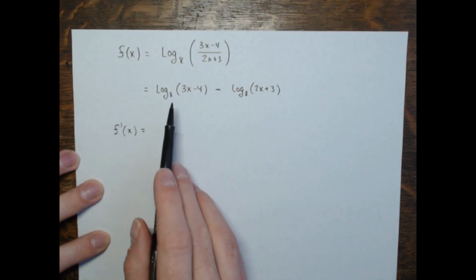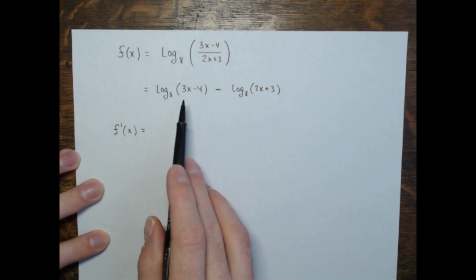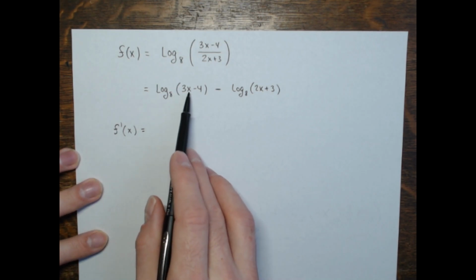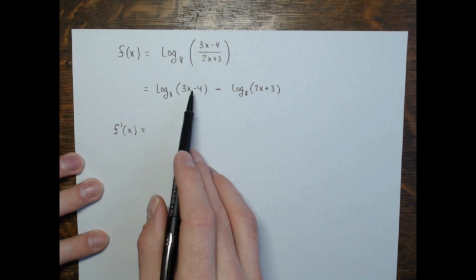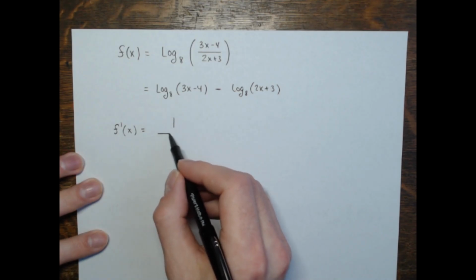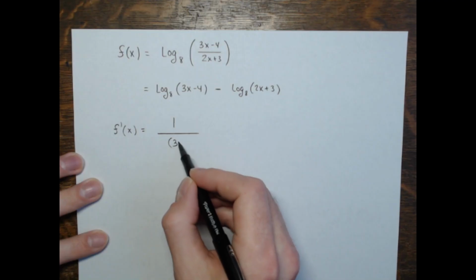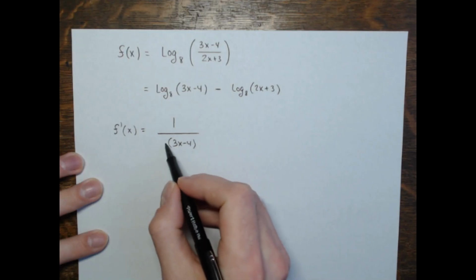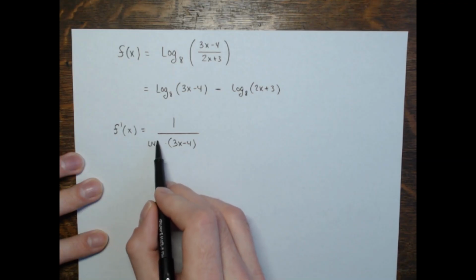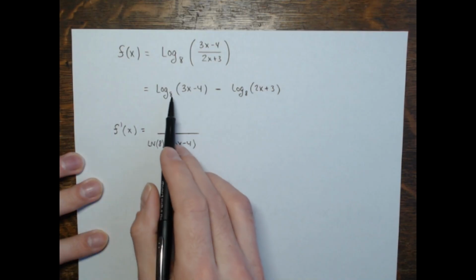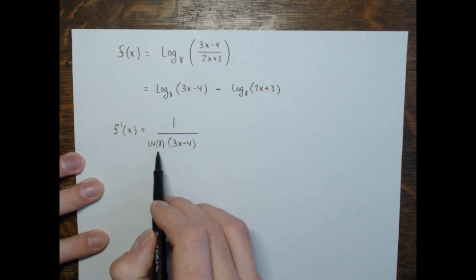So remember, the only difference between this and the natural log was that it was still the same starting value. The derivative of the log of something is 1 over that thing. So you've got this 1 over 3x minus 4. But then also in the denominator, you need this factor of the natural log of the original base, right? So the natural log of 8 is also down there.